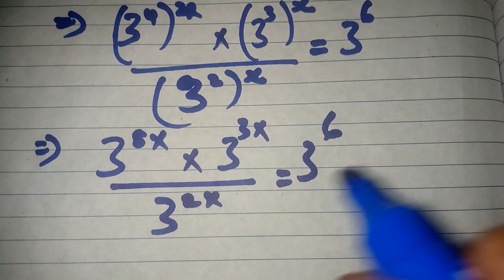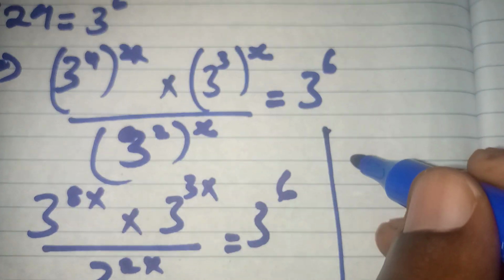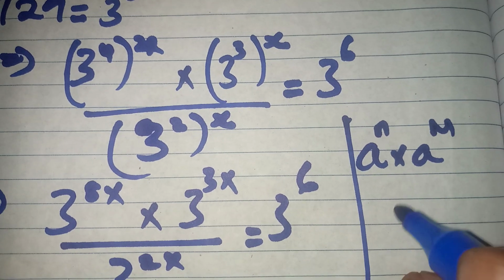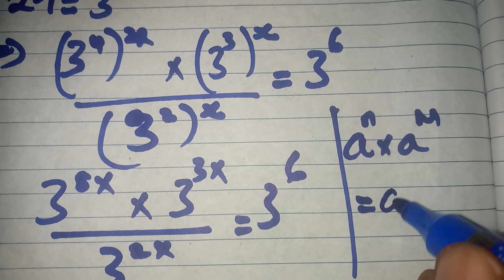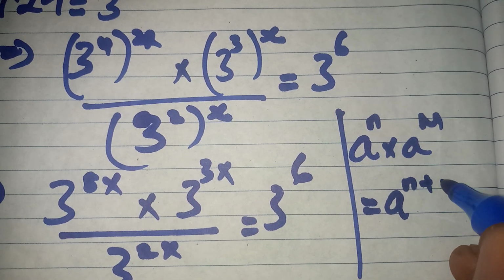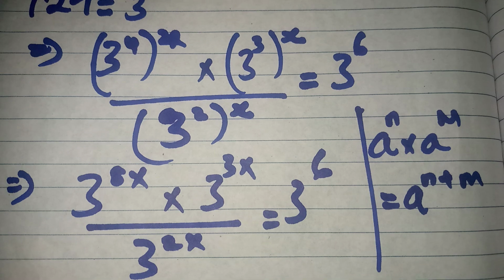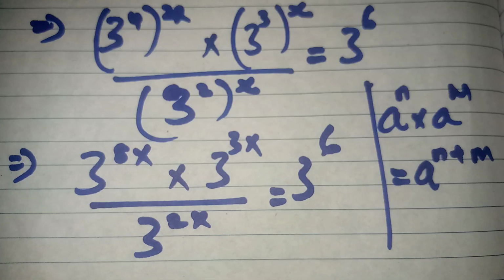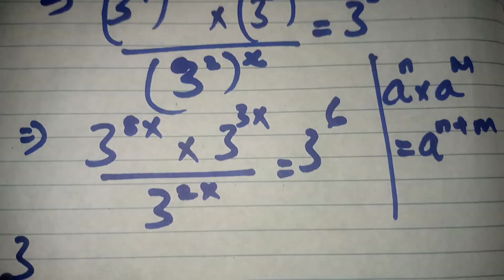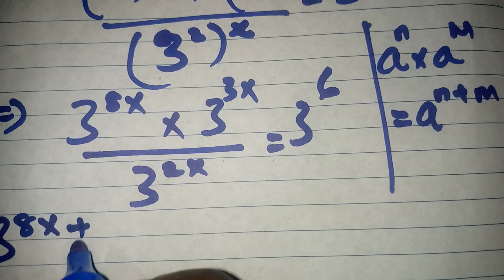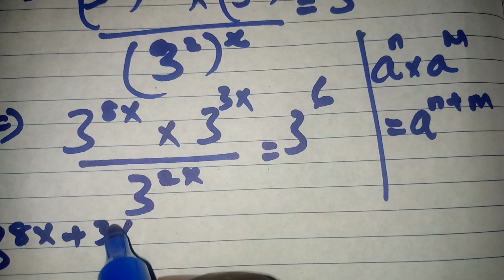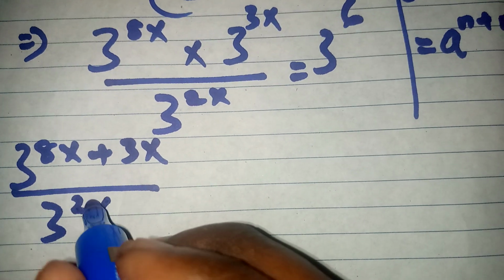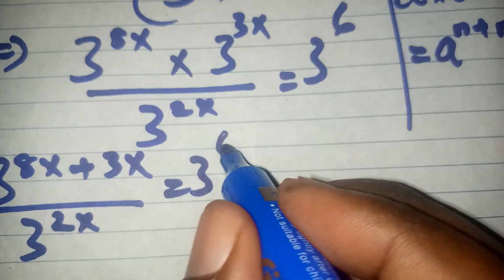I'll use this relationship. If I have a raised to power n times a raised to power m, then this simply means I'll take a raised to power n plus m. That is a law. So this law will guide me here. So it is 3 raised to power 8x plus 3x all over 3 raised to power 2x is equal to 3 raised to power 6.